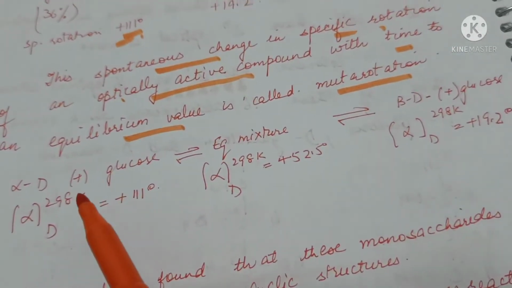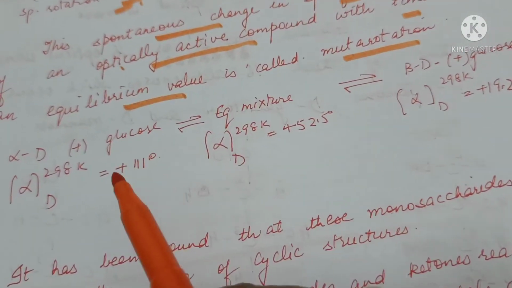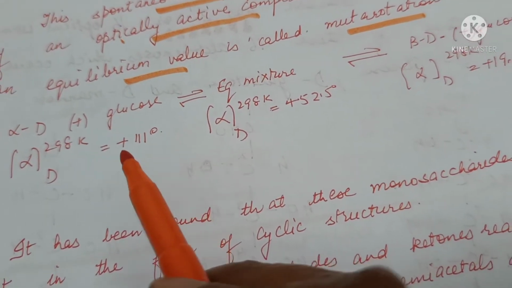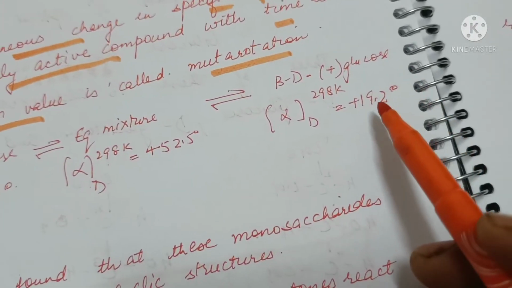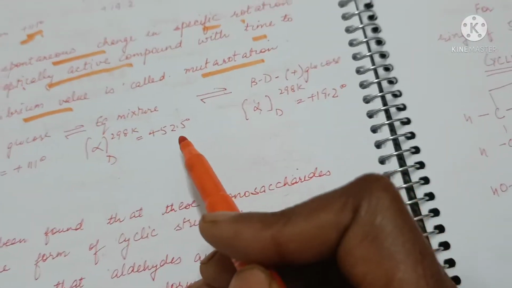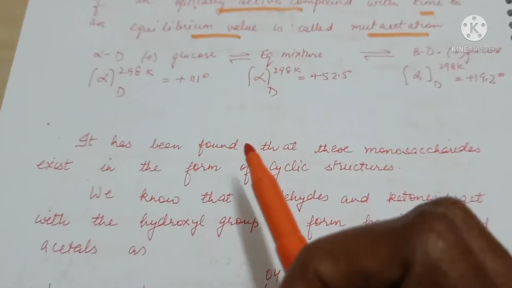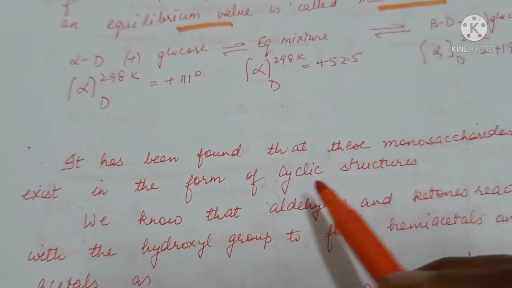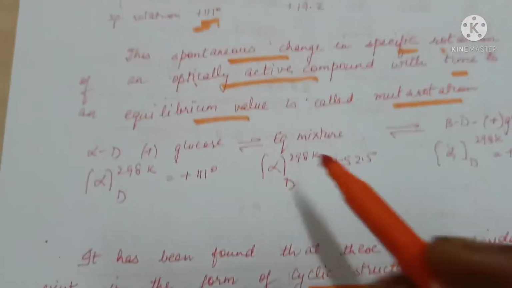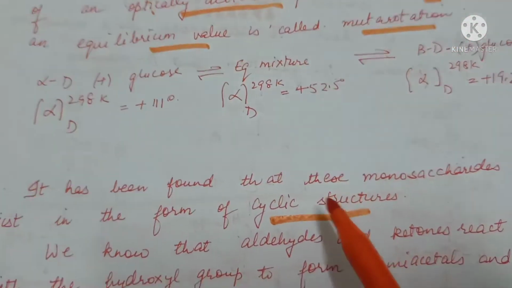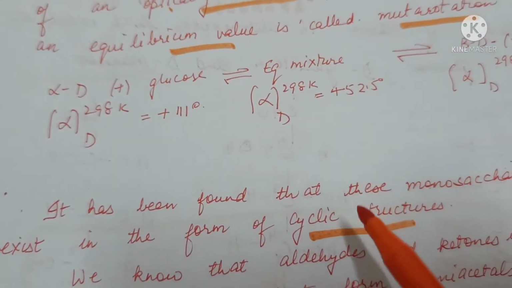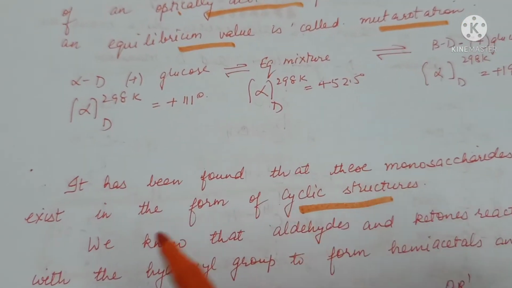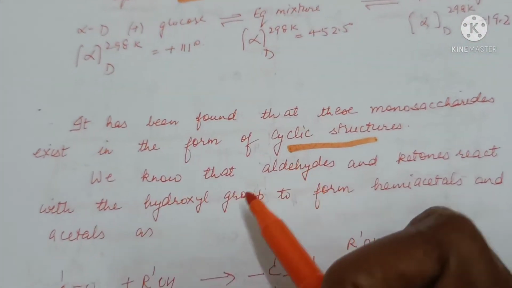So we see alpha D glucose will change to the equilibrium mixture. Its specific angle of rotation will change from plus 111 to plus 52.5. Similarly, beta D will also change from 19.2 to 52.5 if dissolved in water and kept to stand. So it has been found that when these monosaccharides change from open to cyclic structure, they form this equilibrium. It has been found that these monosaccharides exist in the form of cyclic structures.